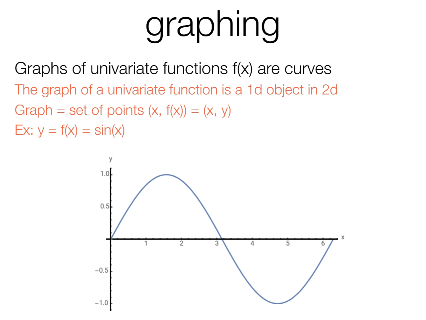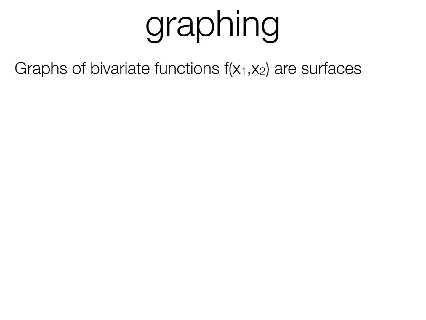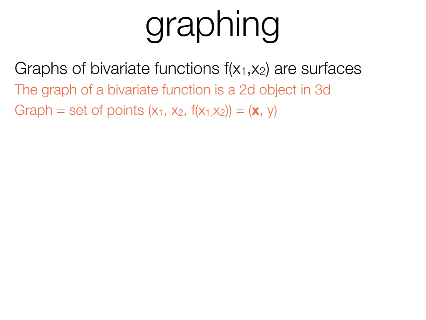Now, what happens when we graph bivariate functions? When we graph bivariate functions, we get surfaces. So if univariate functions are curves, bivariate functions are surfaces. Surfaces are two-dimensional objects in three dimensions, and this is usually described as something like a sheet. You can imagine a bed sheet. If you picked it up and just kind of waved it, that would be the shape of a surface in three-dimensional space. More formally, of course, the graph is actually a set of points, x1, x2, and then f of x1, x2.